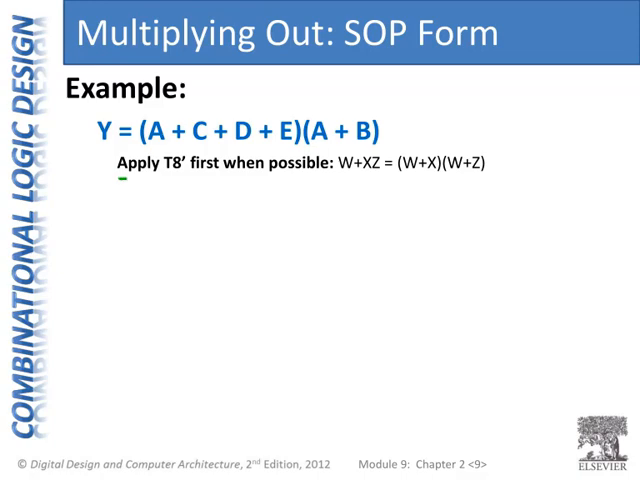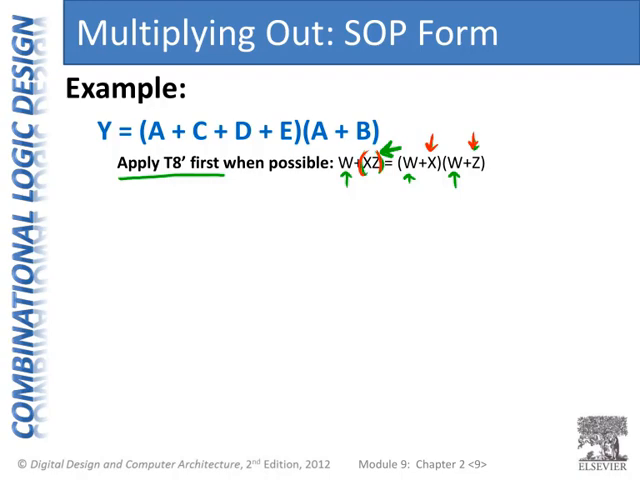Here's another example of multiplying out. We want to apply T8 prime first when possible. And again, we're going to apply it in the reverse direction, where we're going to have some term or another term, quantity and that same term, W, or another term. We're going to turn that into W, the first term, or the and of the product of these two terms, X and Z. So we can notice that pattern here.